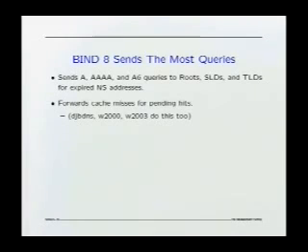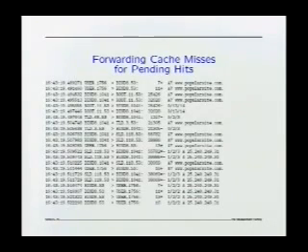And BIND 8, and actually all of the other software except for BIND 9, do what I call they forward cache misses for pending hits, or they forward misses for repeated queries. And here's an example of that, a tcpdump output where there are 2 queries right in a row for the same name. If you spent the time to follow this through, you would see that the BIND 9 caching name server sends 4 queries all the way through the roots, the second level domains, until it gets the first answer back.